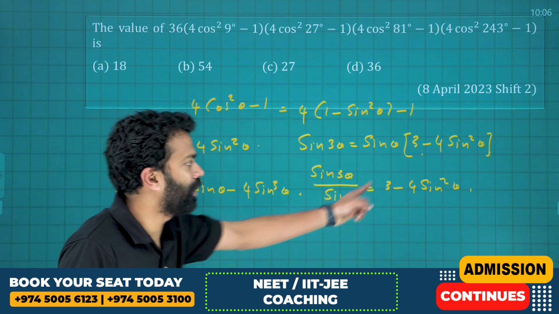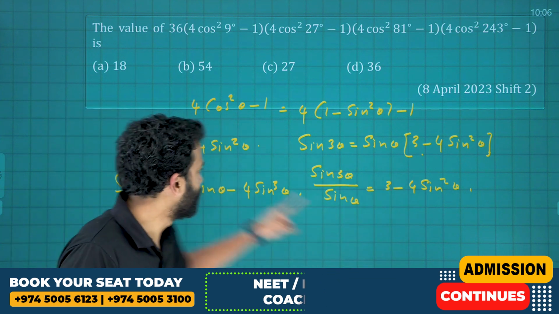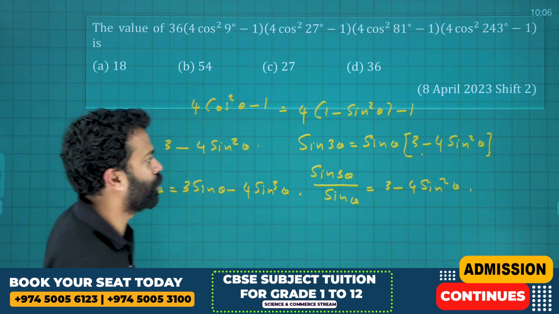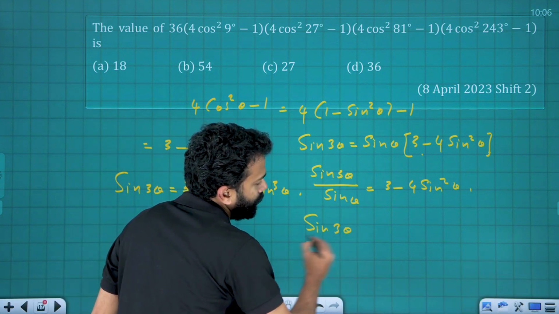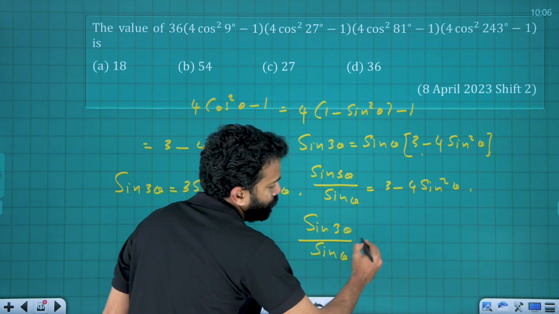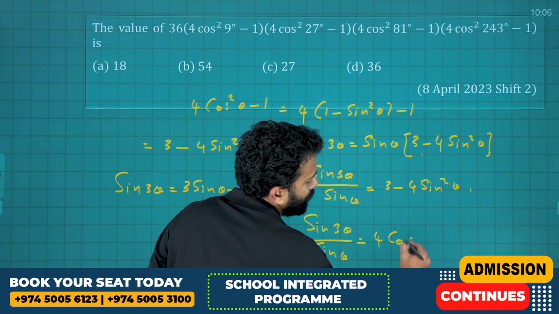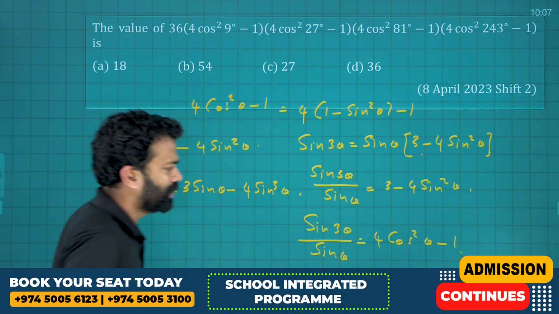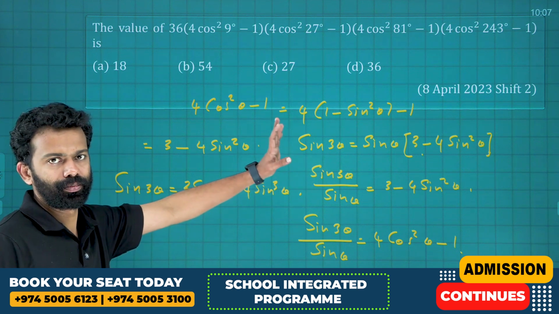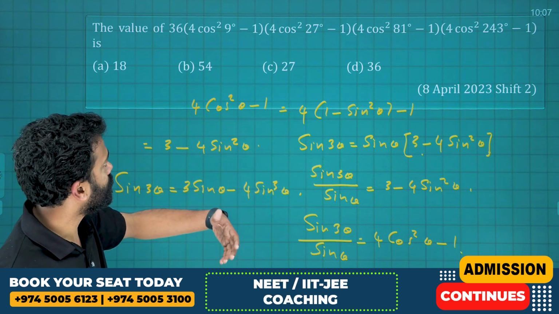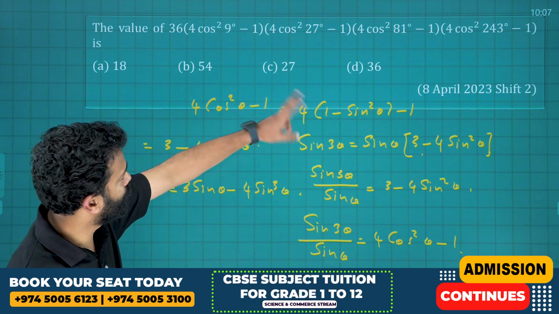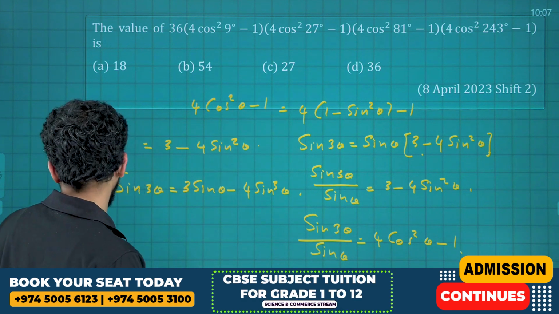So 3 minus 4 sine square theta is equal to sine 3 theta by sine theta. And what is 3 minus 4 sine square theta? It is 4 cos square theta minus 1. Therefore, sine 3 theta by sine theta is the formula for 4 cos square theta minus 1. Just apply this formula, the problem is over. So we need to move to the next slide. 9, 27, 81, 243, multiples of 3, a GP.